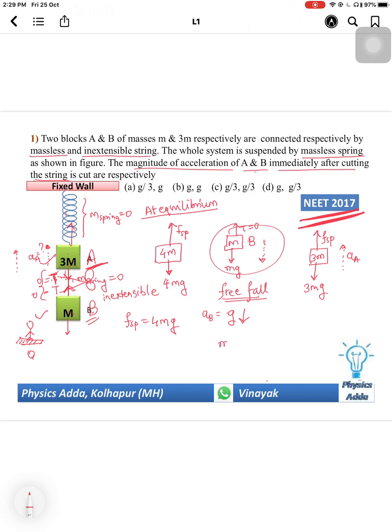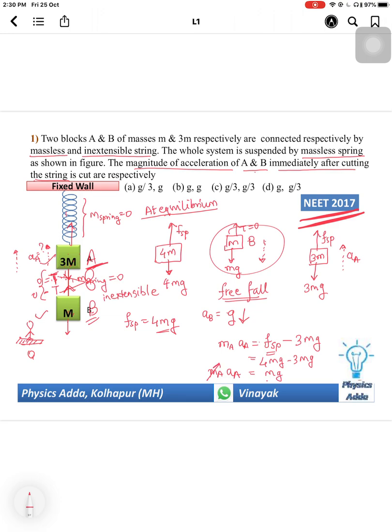So mass of block A into acceleration of A is equal to what? The force acting in the direction of acceleration, or in the direction of motion, I need to take as positive. F_sp will be positive, minus the force acting opposite to the direction of motion will be negative. So it will be 3mg. What is the value of F_sp? We have obtained from initial equilibrium, it's 4mg. So I'll put it here, 4mg minus 3mg. So this becomes mg.